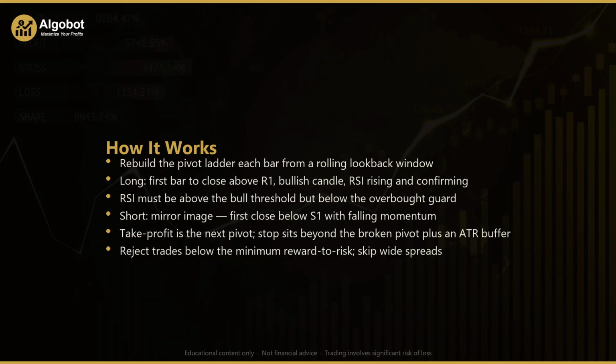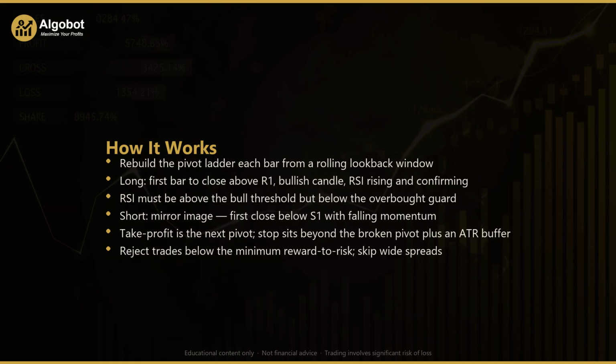There's also a guard. RSI must stay below the overbought level, 75 by default, because an already exhausted break tends to snap back. When all of that lines up, the take profit is placed at the next pivot up, R2, and the stop loss is set just below R1, on the idea that broken resistance often flips into support. That stop is buffered by a multiple of ATR, so it isn't sitting right on the level.